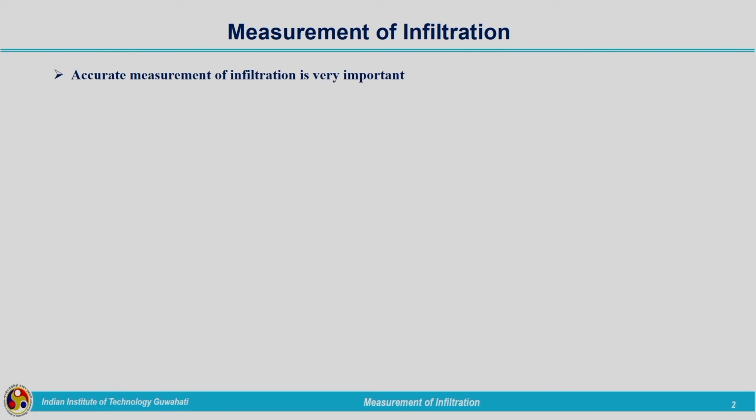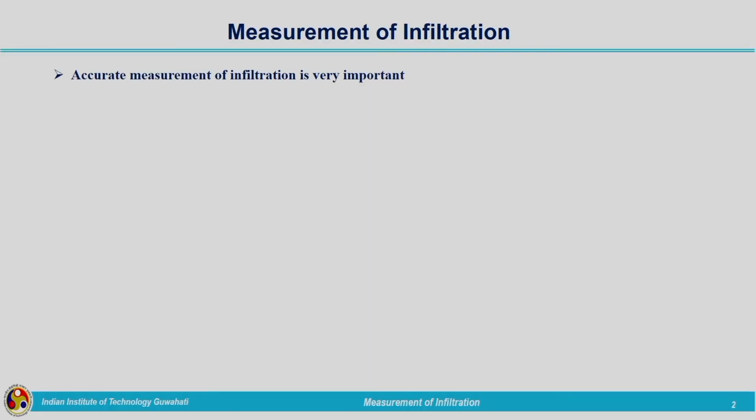Accurate measurement of infiltration is very important in watershed modeling, to know how much water is infiltrating into the ground and separating the rainwater into runoff and the component which is moving into the ground. For the determination of all these things, we need accurate measurement or accurate estimation of infiltration.